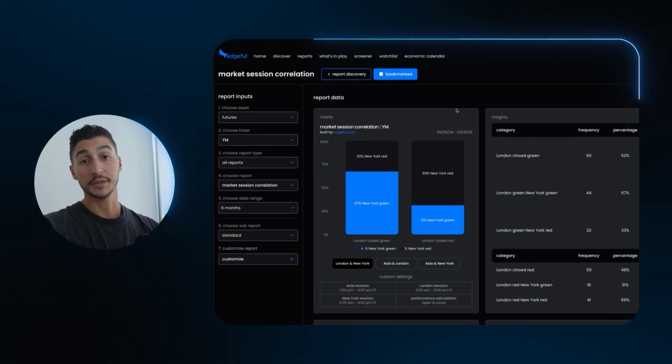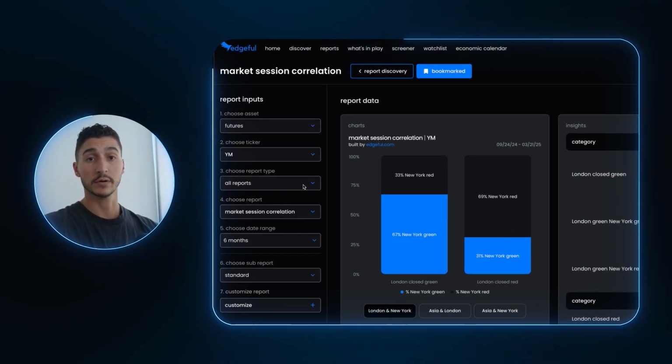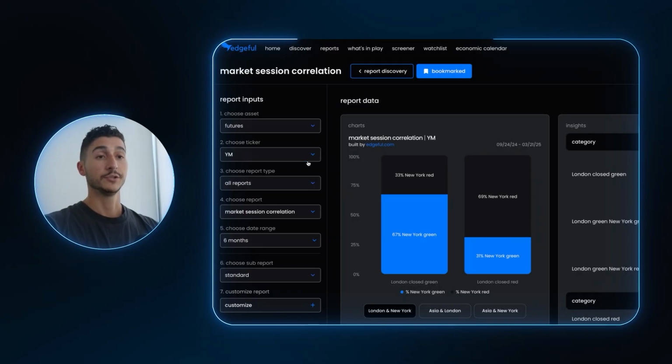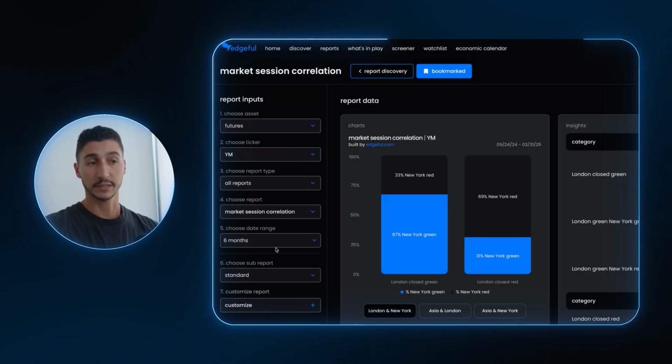Here's everything you need to know about the market session correlation report on edgeful.com. So here we're looking at YM in the last 6 months.